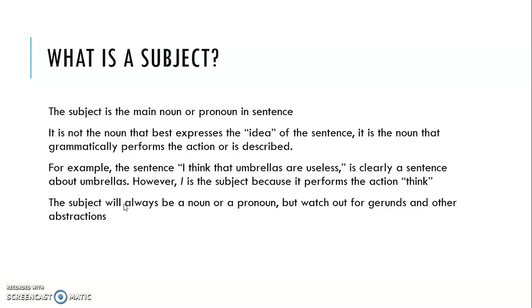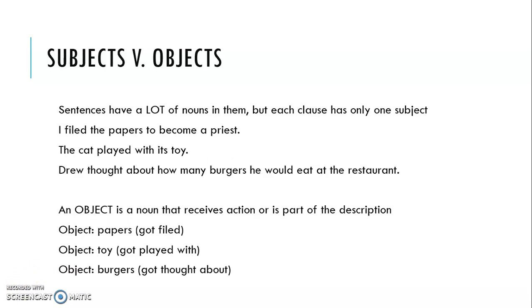Sometimes the subject and the main idea are the same thing, but not always, and very rarely in college level writing. This is just a slide that I provided in case you get subjects and objects confused. I won't be asking you about subjects and objects, but I did want to give you this slide for context.